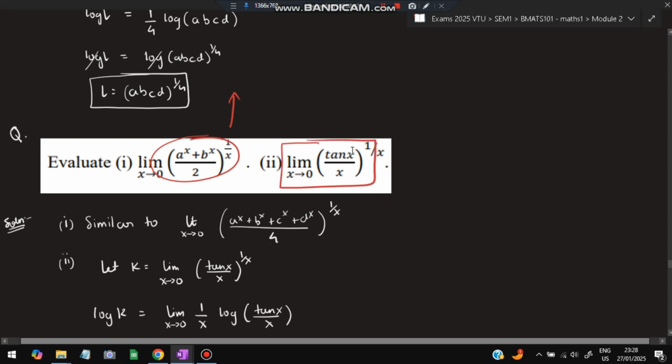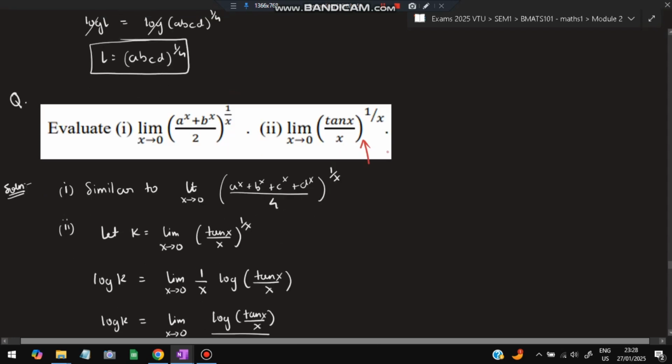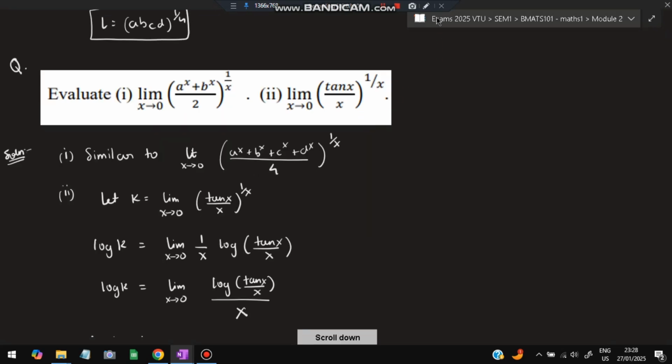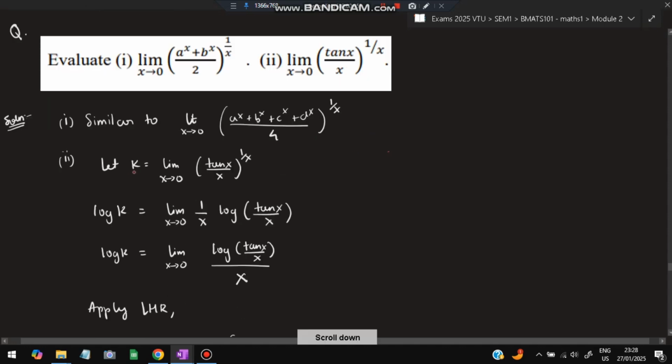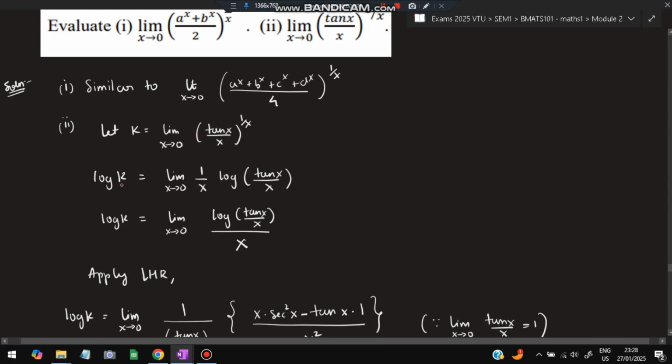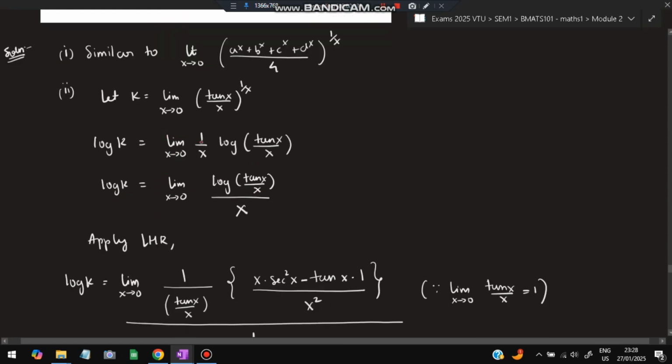Tan x, how do we need to solve it? If they ask any trigonometric functions, we have to approach it in a slightly different manner. Let's have a look. So how do we do the limit of (tan x by x) power 1 by x? The first thing: let k be equal to the limit of (tan x by x) power 1 by x, and take log on both sides. When you take log on both sides, we get 1 by x here, because of log, and log of tan x by x. So it becomes log of (tan x by x) divided by x.